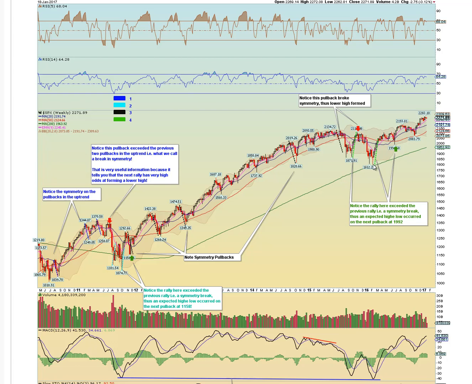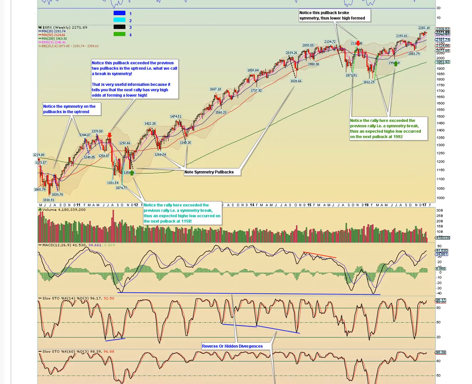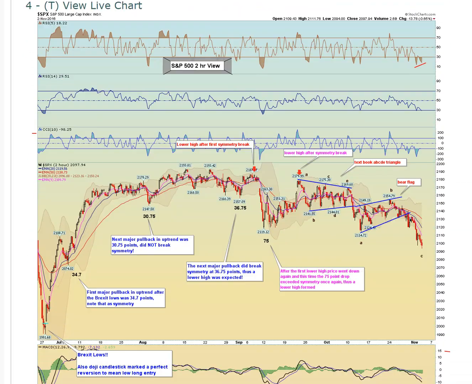You can see the market then sold off, made a new low from here. So that was powerful. Then you note these two rallies. Notice this one, rally from here to here, broke this one. So we broke symmetry, you formed a lower high. So you can see how this worked all the way. Beautiful examples here. All right, guys, now we'll just keep looking at some other examples.